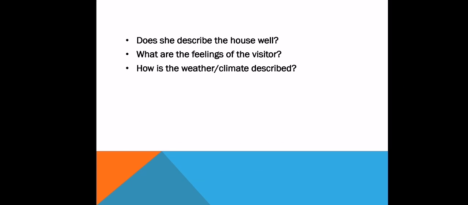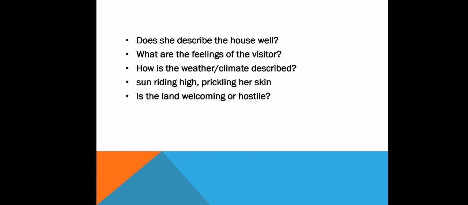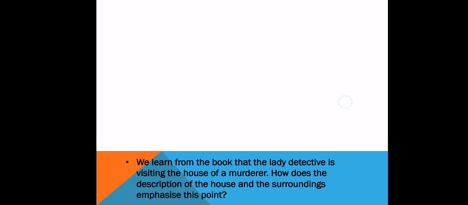How was the weather or the climate described? So they said that it was merciless. It was extremely hot. The sun was in the middle of the sky. The land is waterless, which means it's pretty harsh, uninviting weather. It was also prickling her skin. Is the land welcoming or hostile? I think we already answered that. We said that it was prickling her skin and it was merciless.